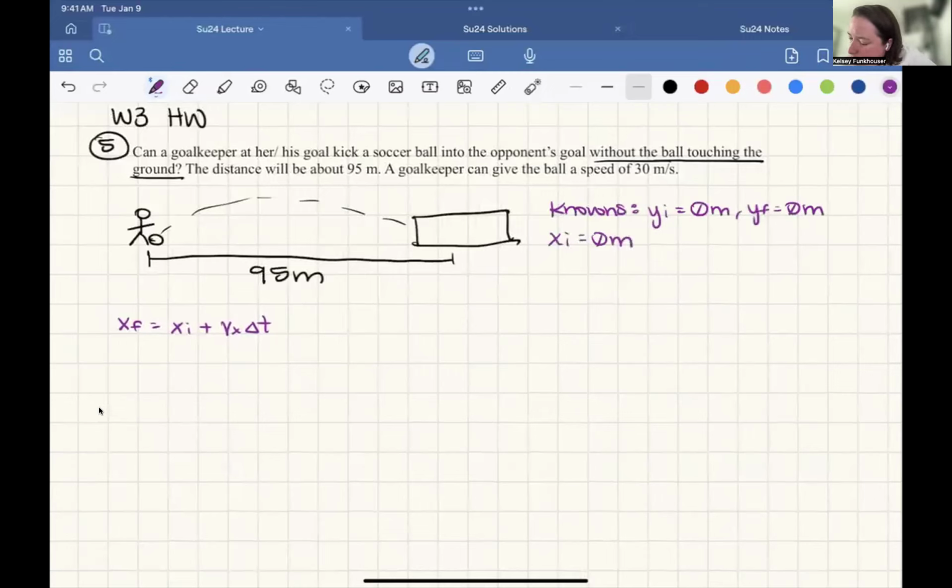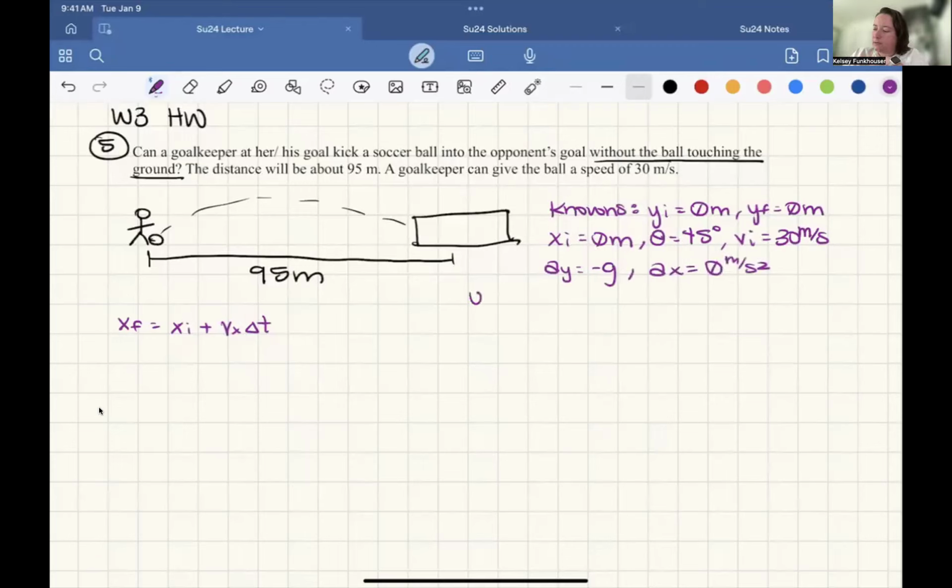And then what else do we know? If we're looking for the farthest possible distance that the goalkeeper can kick the ball, that tells us the angle needs to be 45 degrees. Because remember, the range, or the total distance in x, depends on that launch angle, and the maximum is 45 degrees. We also have an initial velocity of 30 meters per second. Then we can say acceleration in y is -g, and acceleration in x is 0 meters per second squared.